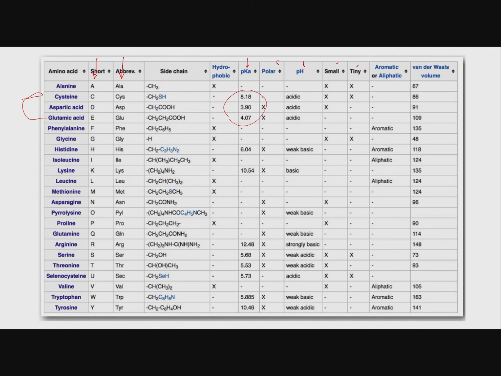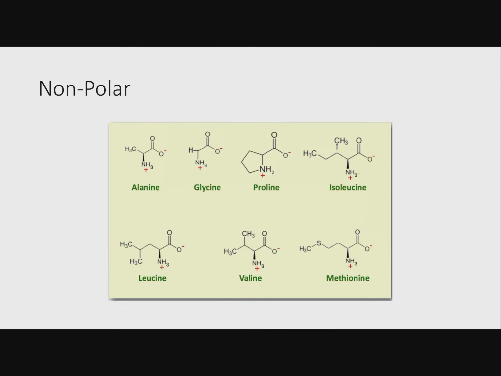Okay, so we're going to go and talk about some of the non-polars first. So alanine, ALA, or A single-digit code, is one of the most abundant amino acids found in proteins, ranking second only to leucine in occurrence. So leucine shows up a little bit more. A D form of the amino acid is also found in bacterial cell walls.